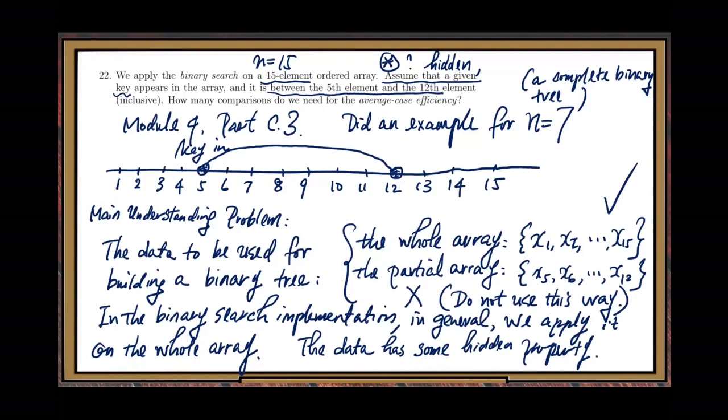So not a partial array, because you do not know your partial array can cover all the given keys, right? All the search keys. You cannot. So to be safe, you want your whole array to cover all the search keys. But a set of search keys happen to fall into a certain range. Please use this understanding to answer this question.